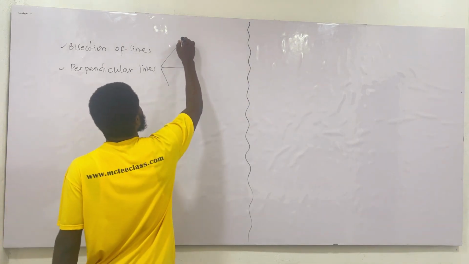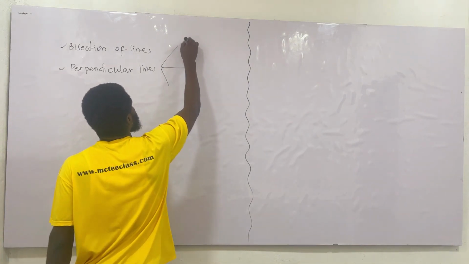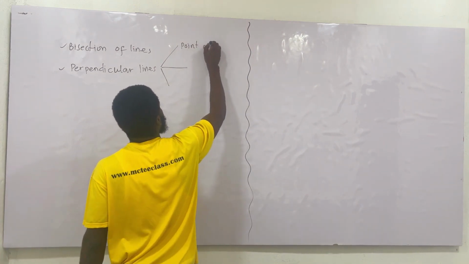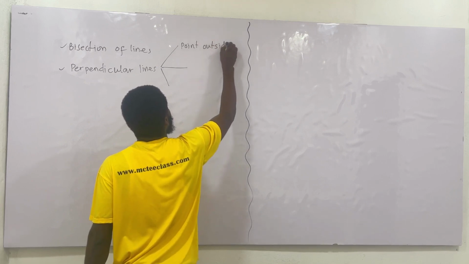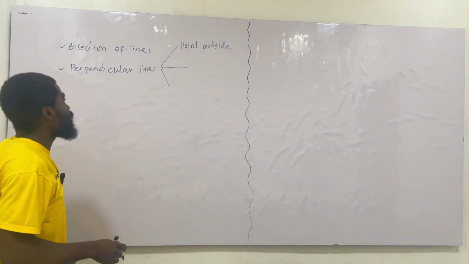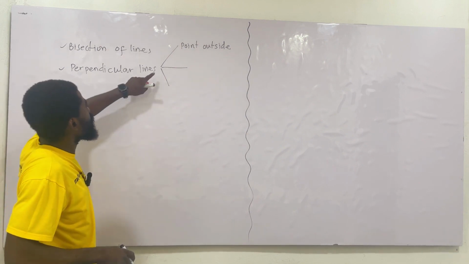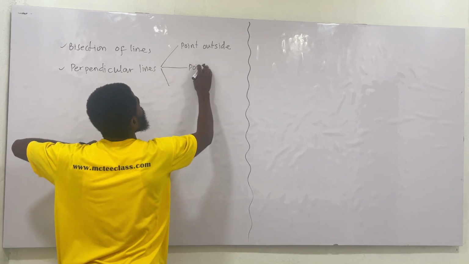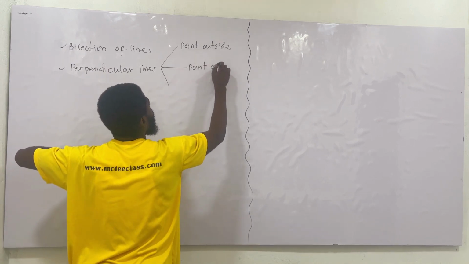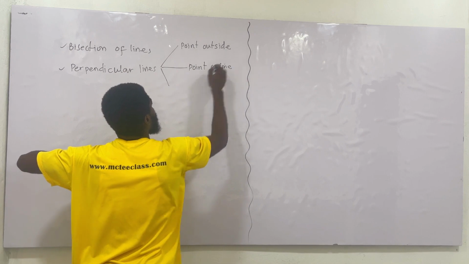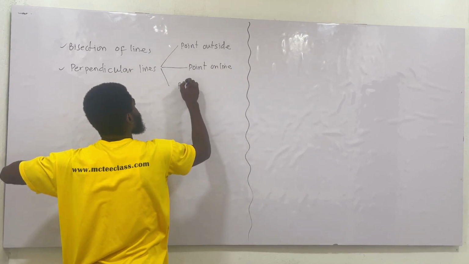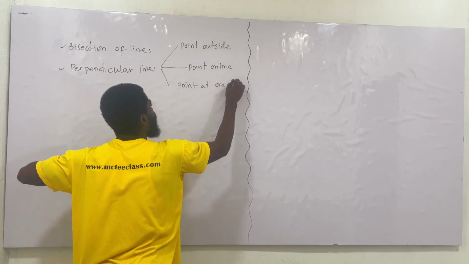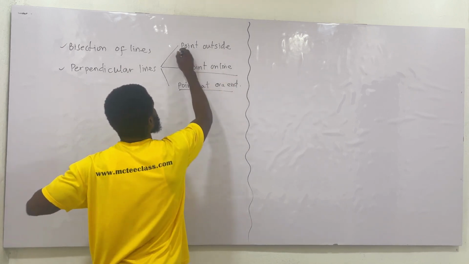One is when the point given is outside the line. So the point we are going to construct from is outside the line, or above. You'll understand this shortly, so don't worry. Under perpendicular lines, we are going to look at three things: when the point is outside, when the point is on the line, and the point at one end of the line. These are the three types of perpendicular we are going to construct.